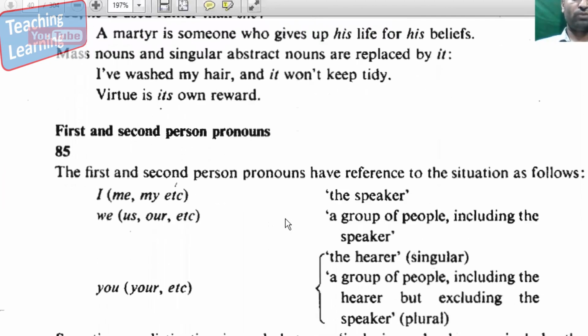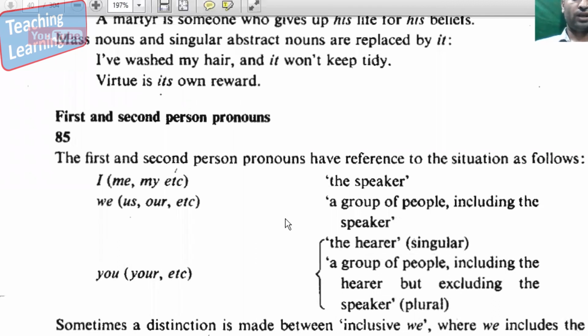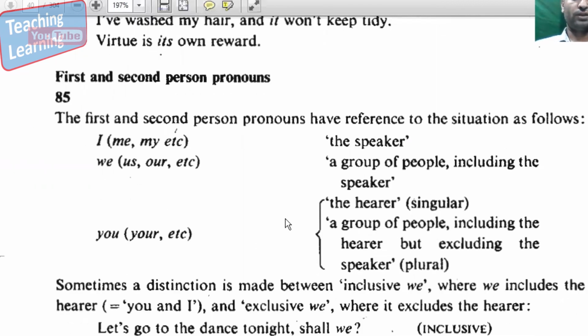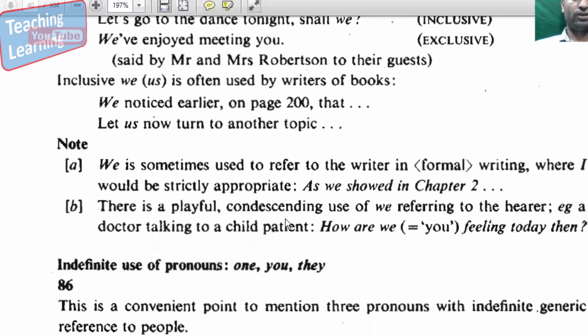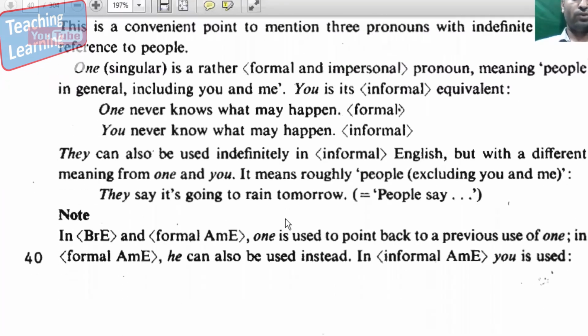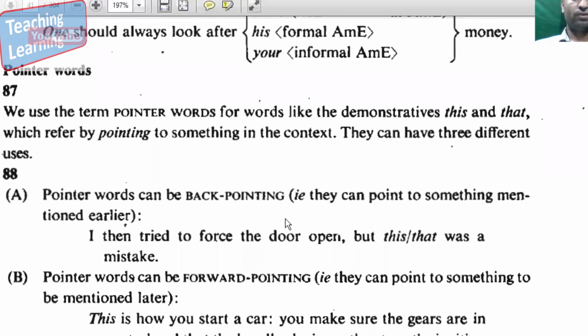First and second person pronouns. I, me, mine, we, us, our are first person. You, your is second person. One, you, they. Plural.